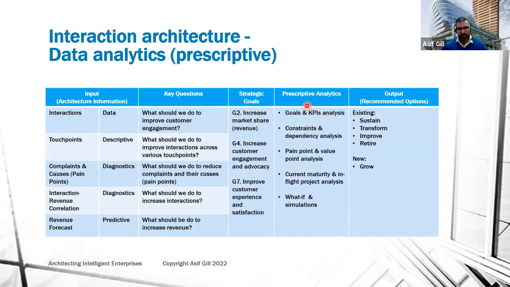And then what kind of prescriptive analytics can we do? We can do goals and KPI analysis. We can do constraint and dependency analysis, pain point and value point analysis. We can look at the current maturity and in-flight projects analysis, what-if analysis, and in the end, the output we want: which interaction we need to keep as sustained, which interaction we need to transform using digital technology or improve, or some of the things we should not be doing, which is retired, or which new interaction we need to introduce in the context of interaction architecture. The same can be applied, or similar can be applied, to other architecture layers.